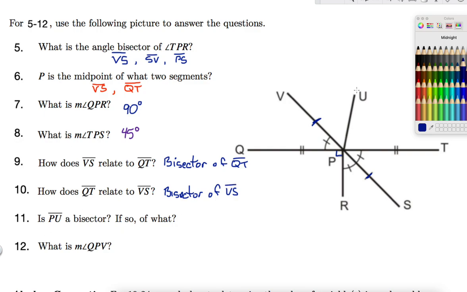So is segment PU a bisector? Yeah, because P is the midpoint of these two segments again, the same ones as we just saw in 9 and 10. So yes, it is a bisector of VS and QT.